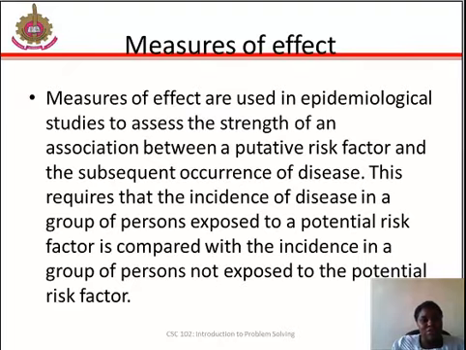Measures of effect. Measures of effect are used in epidemiological studies to assess the strength of an association between a putative risk factor and the subsequent occurrence of disease. This requires that the incidence of a disease in a group of persons exposed to a potential risk factor is compared with the incidence in a group of persons not exposed to the potential risk factors. These measures are often collectively referred to as measures of relative risk. The relative risk is a measure of the strength of an association between an exposure and disease and can be used to assess whether a valid observed association is likely to be causal.